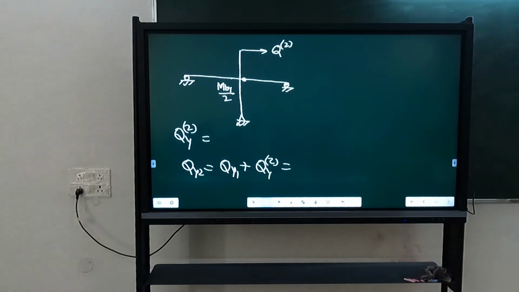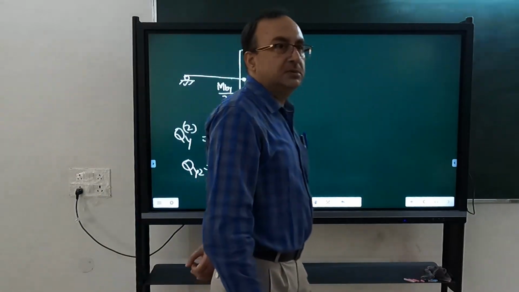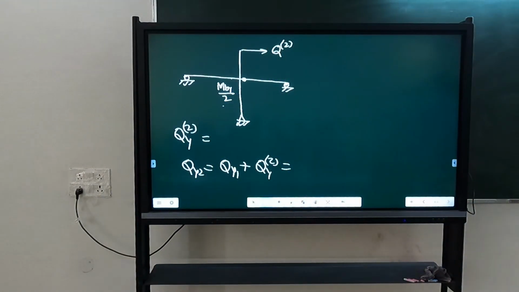Everybody agrees that this is alpha by 2? Yes. Yes, Pamela? You have got this? MB by 2? Yeah, why not? The previous one? I mean, you are struggling with this. No, I have done it. We will discuss that, but first I want you to do that. At the moment you focus on this. Okay? You focus on this and tell me how you have got this.